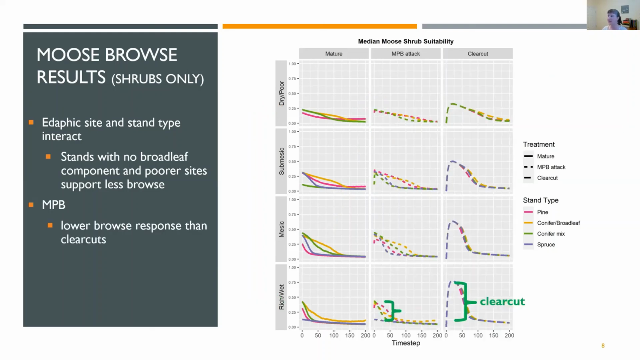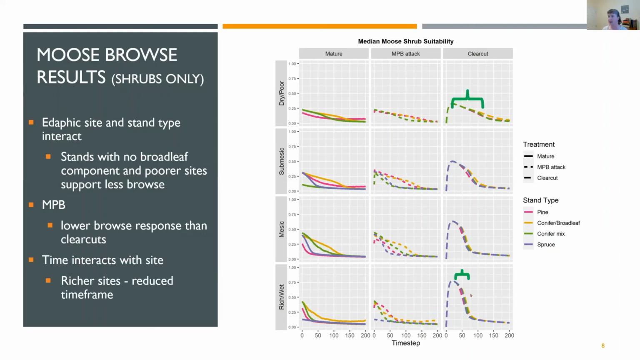Okay, so mountain pine beetle, again, we're adding mountain pine beetle attack and clear cut to this figure. And here we see a reverse where the mountain pine beetle suppresses browse. So although there's an increase in suitability for browse following disturbance, the mountain pine beetle attack stands have less suitability for moose browse than the clear cut stands. So from a caribou perspective, this is good, right? We have to remember that for caribou, we want to reduce the suitability for moose so that we reduce the likelihood of wolves on the landscape.